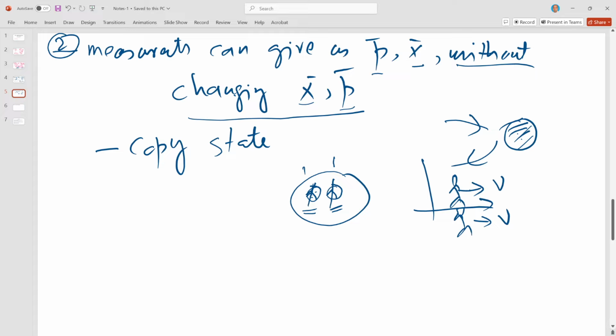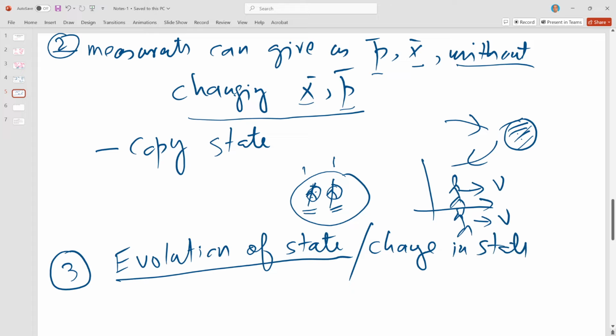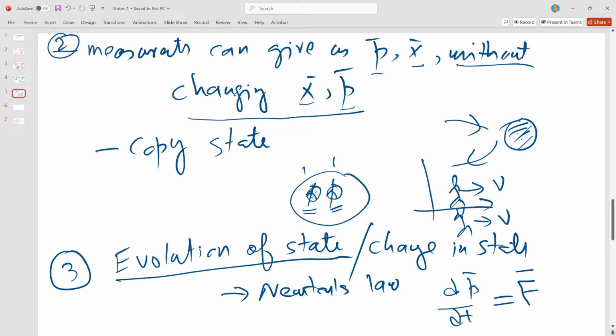Okay, so let's go to the next very important postulate, and that is the evolution of state, the evolution of the classical state, or you can also say the change in state. And for this purpose, we can actually use Newton's law, that the rate of change of momentum of any particle is equal to the force that is applied on it.